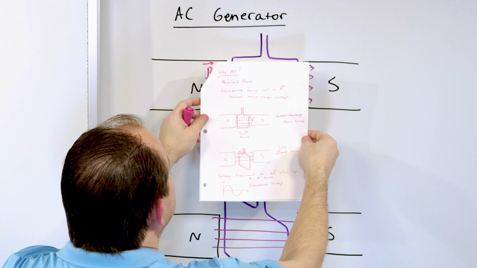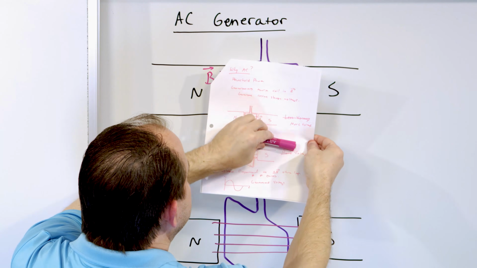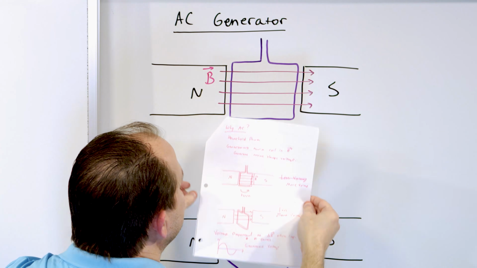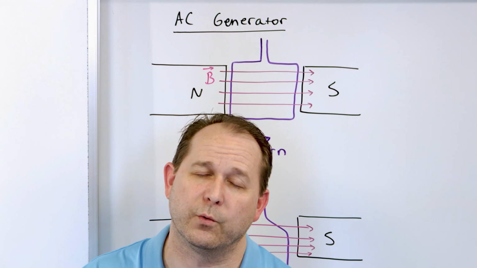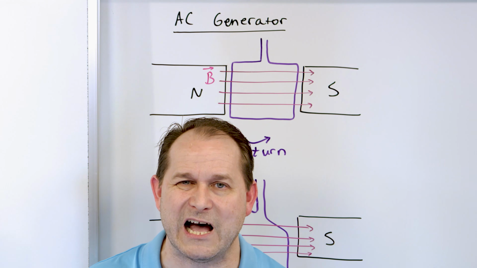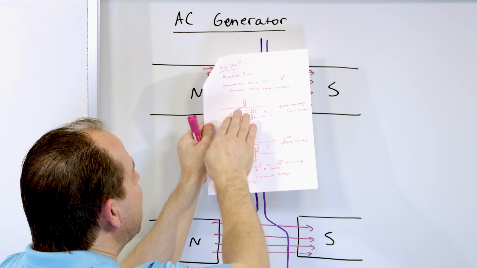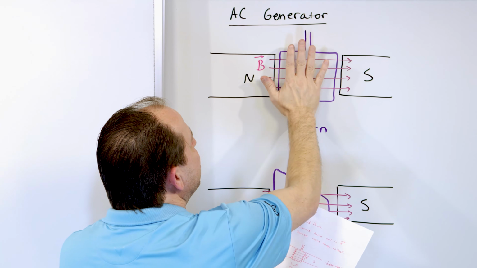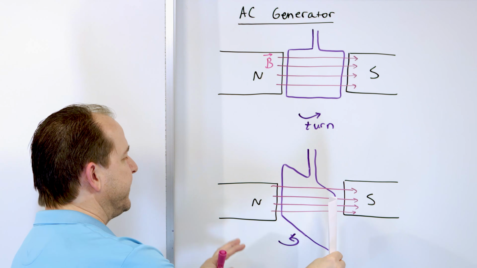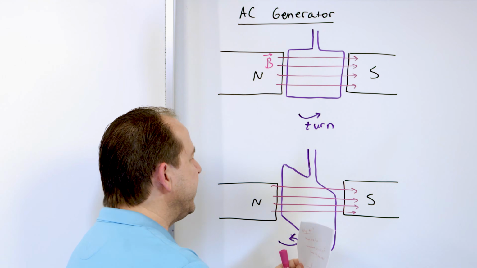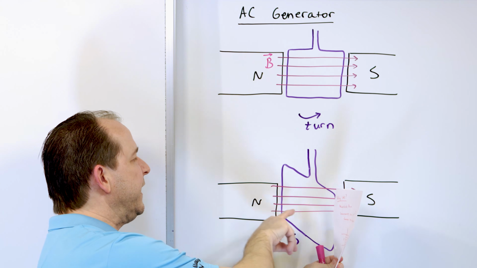Here I've drawn the loop flat. So the magnetic field is not intersecting at all with the loop. So we say in this case that there's not very much magnetic flux. The word flux means magnetic field lines. There's not very much flux intersecting the loop because the loop is parallel to the magnetic field. But here there's a lot of magnetic flux intersecting with the loop because it's literally broadside to the magnetic field right here.